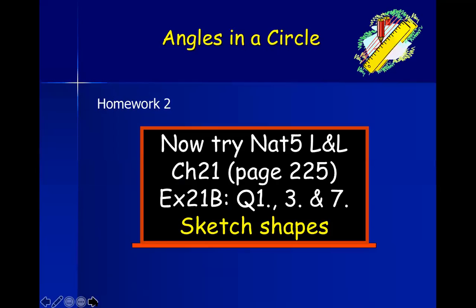Okay, so sketch shapes again. So 21B. This time you've got questions 1, 3, and 7. We'll have a look at an example and then we'll take a break, because we've done quite a lot of angles in circles. So page 225.